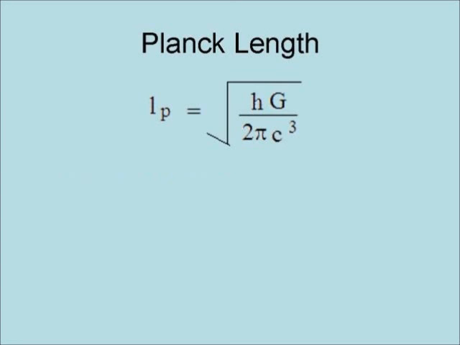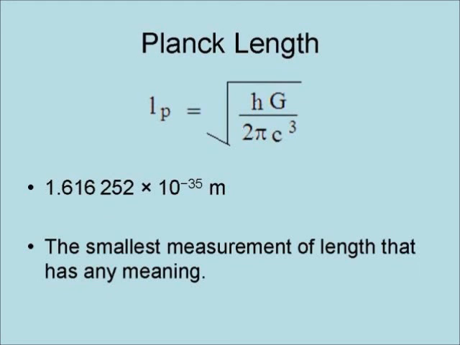The formula for Planck length shown here is the square root of Planck's constant times the gravitational constant divided by 2 pi and the speed of light cubed. Its value is 1.616252 times 10 to the negative 35 meters. This is the smallest measurement of length that has any meaning within the laws of physics as we understand them today.